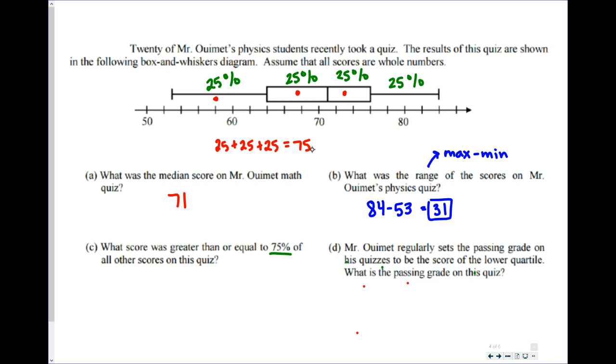So we want all of the scores that are greater than that, meaning we want this chunk right here, because all of these other pieces are going to be less than. Okay, this guy is where we're going to be greater than. So that is what we're looking for when it says what score was greater than. If this says what score was less than 75%, we'd want to be looking at this piece right here.